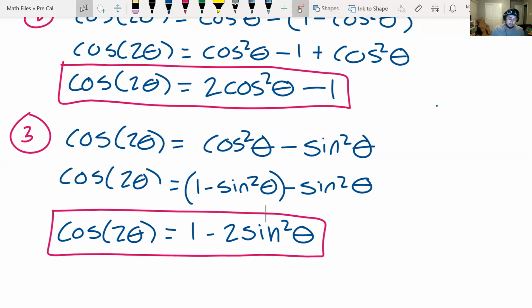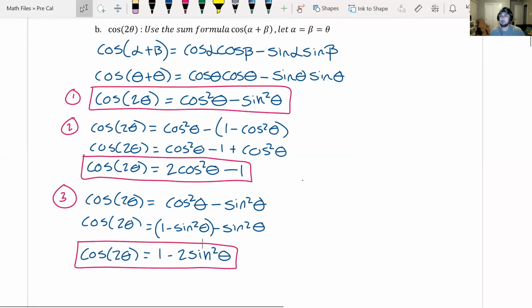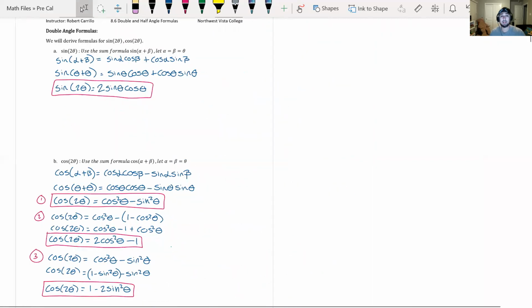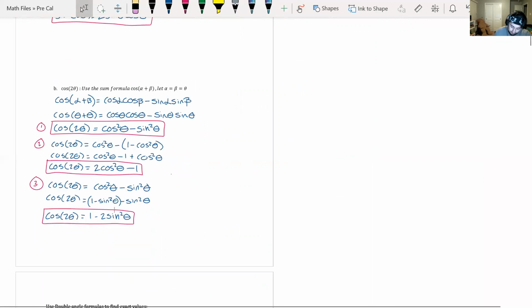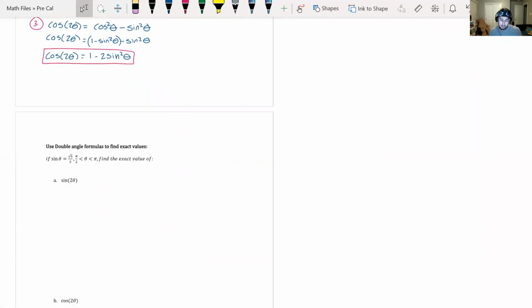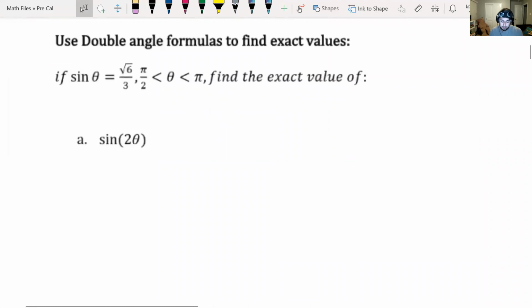There we go. So 3 formulas for cosine 2 theta, only 1 formula for sine 2 theta. That's 4 more formulas on top of the 6 formulas we learned last class. That's 10 formulas. Ugh. There might be more, right? Maybe. All right.